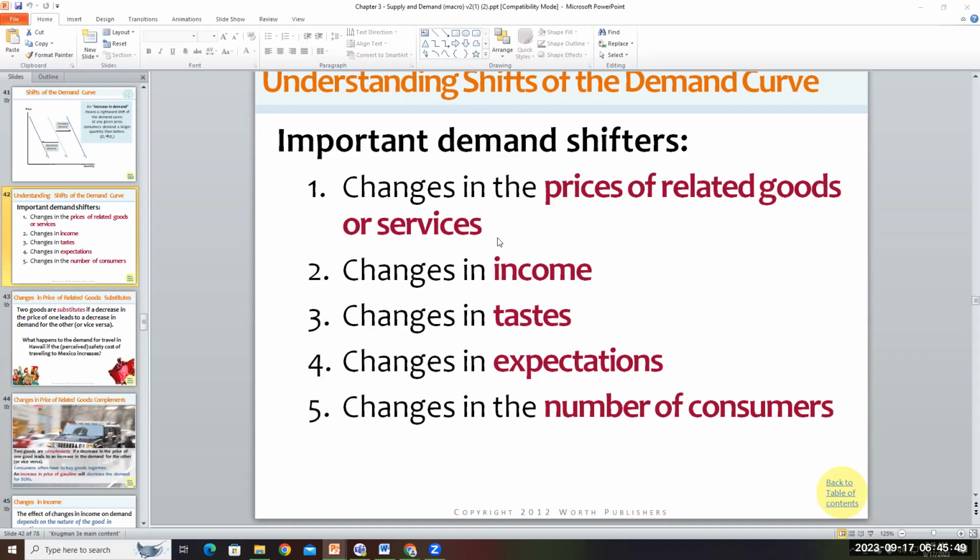There can also be a change in tastes, right? So we learn something is healthy or not healthy. We just have some cultural changes in terms of what we want or don't want, and that can cause demand curves to shift to the left or the right. And then expectations about future outcomes, and also the number of consumers. So demand is downward sloping, but we know that it can shift in either direction based on these factors.